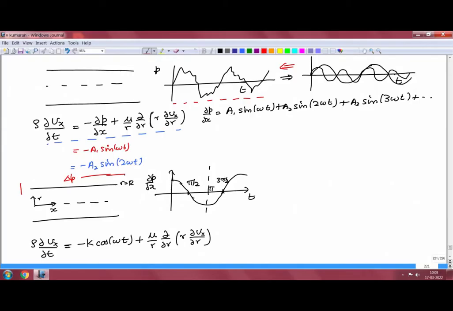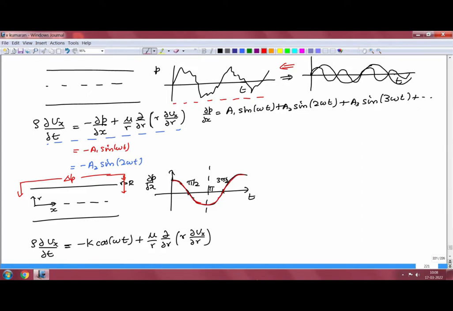In the last few lectures, we were discussing the oscillatory flow in a pipe. When there is an oscillatory pressure gradient applied across the ends of a pipe, and this pressure gradient has an oscillatory variation with time, we wanted to know what is the unsteady velocity field.